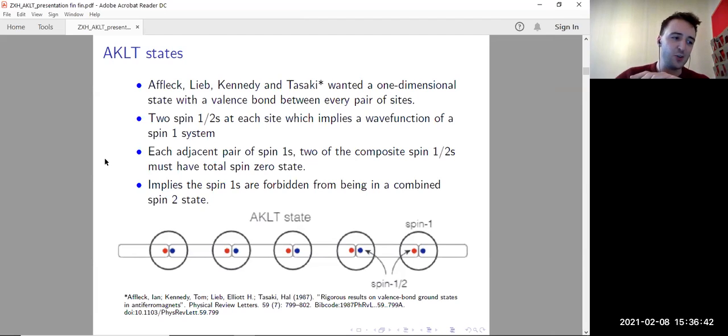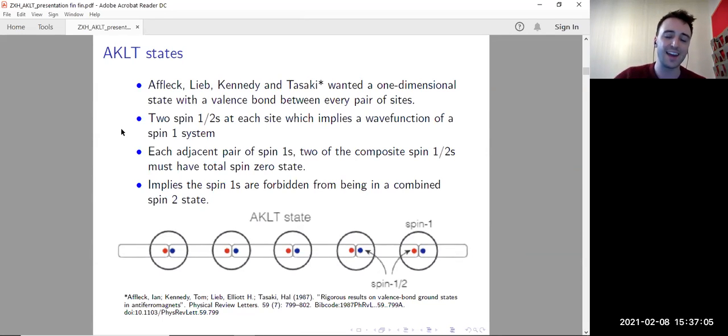So sites here you could view as points in a lattice. For the AKLT state, it's just a single line of spins. But the point is these singlet states are being paired up to make spin 1 sites. So two of them come together to make a spin 1 somehow. And here we have a sort of depiction of that you'll often see if you look up literature.